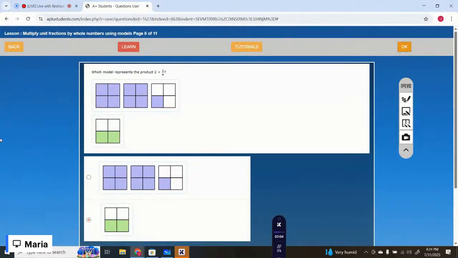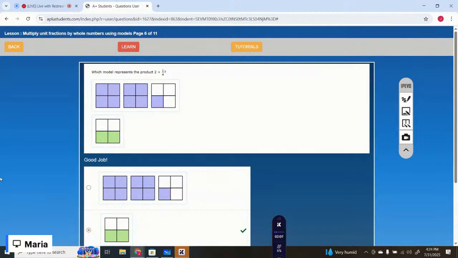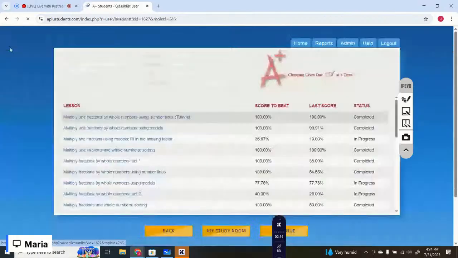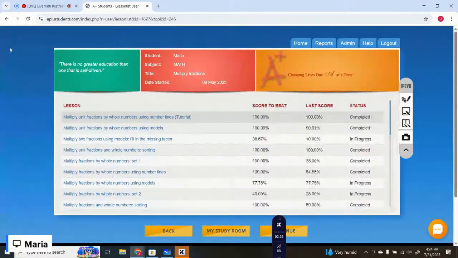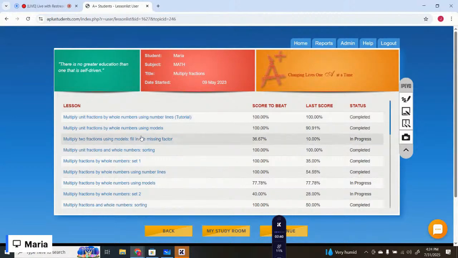Okay, you can complete the lesson by yourself later today. Let me just move on to next lesson. The next lesson is multiply two fractions using model. Fill in the missing factor. So let's just start with the lesson.